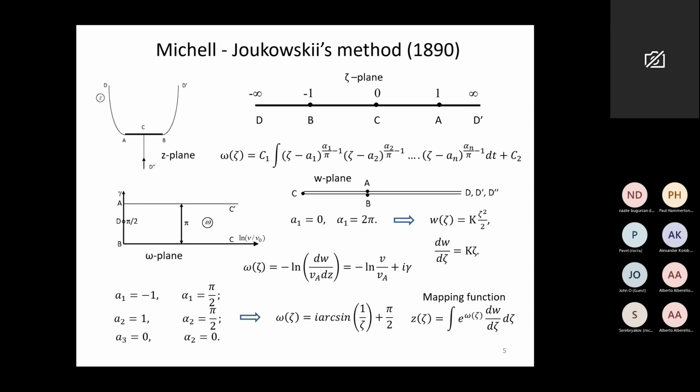Chaplygin's special point method. Before starting, I mention two important things. First is, as you see, we used a half plane, and the upper half plane corresponds to the flow region. The lower half plane is some symmetric region.